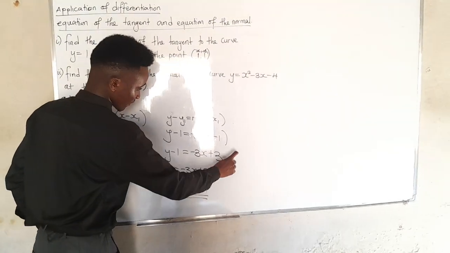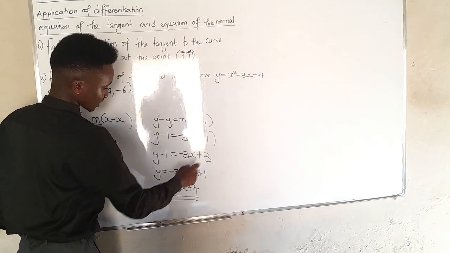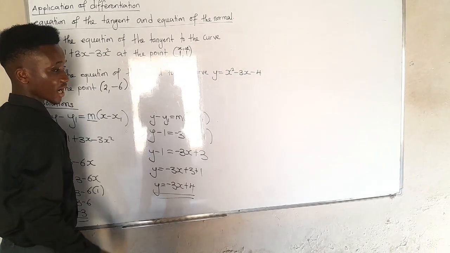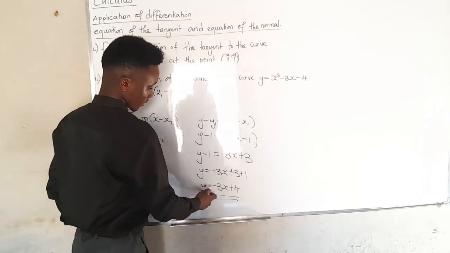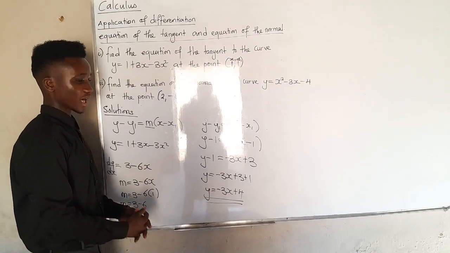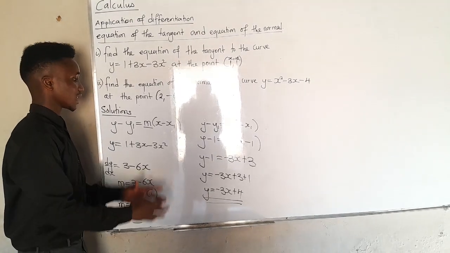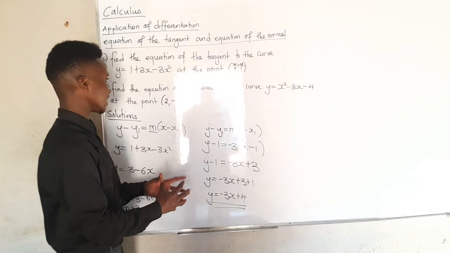Then we wanted to take everything that doesn't have y on this side so that we just remain with y on the left hand side. Then if we take it there, it will be plus 1. y is equal to negative 3x plus 4. Alright, so that's how we find the equation of the tangent.